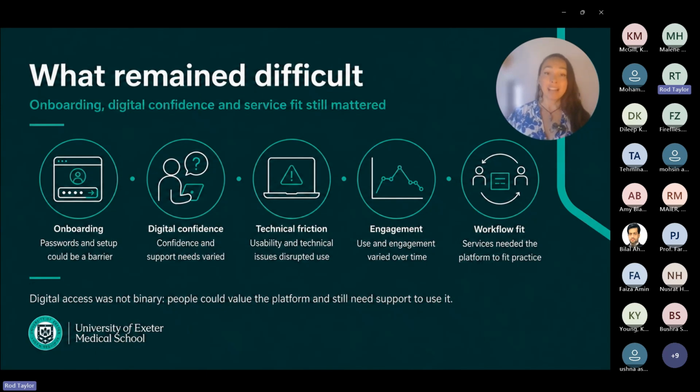Similarly, service access is not binary either. A service may be interested in digital cardiac rehab, but still need training, workflow alignment, technical support, and clear boundaries around monitoring and follow-up. These early findings, alongside the wider evidence underpinning REACH-HF, then fed into a national assessment of digital cardiac rehab.